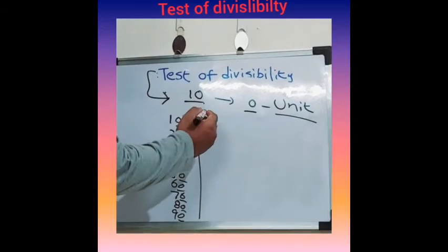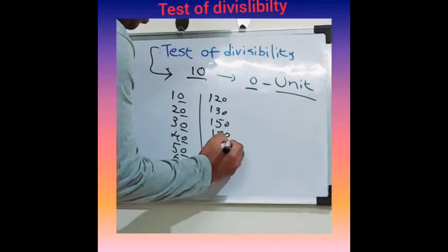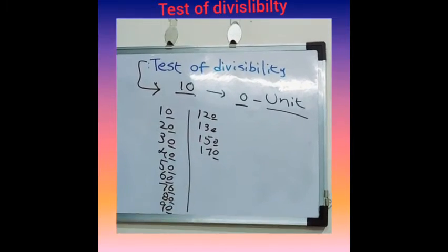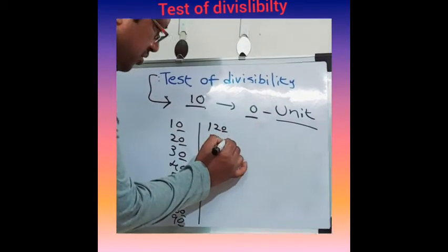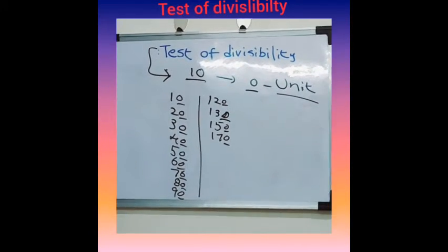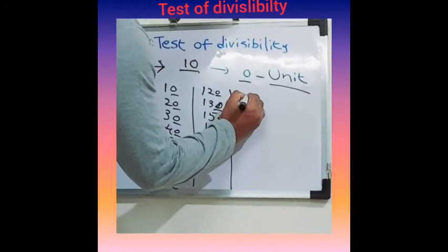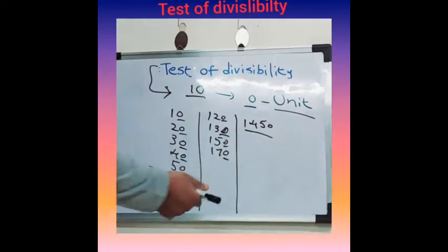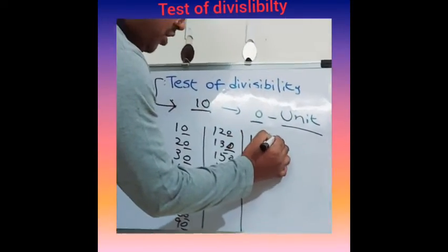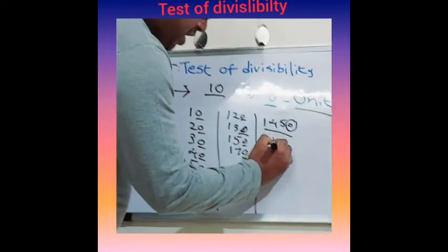Even if you take any 3-digit number like 120, 130, 150, 170, all these numbers, even though they are 3-digit numbers, have 0 in the unit position. So definitely these numbers are also divisible by 10 as per the divisibility law of 10. And if you take some bigger number like 1450, to judge whether this number is divisible by 10, yes, because the unit position number is 0. So this number is divisible by 10.